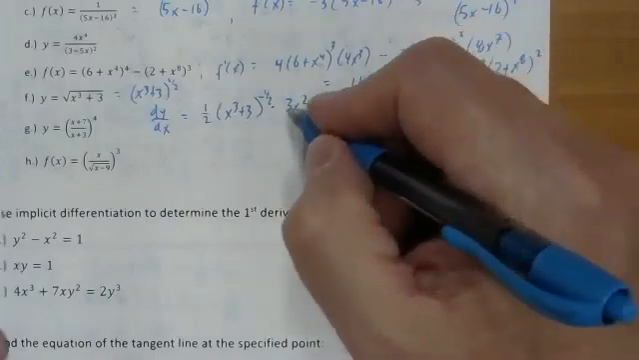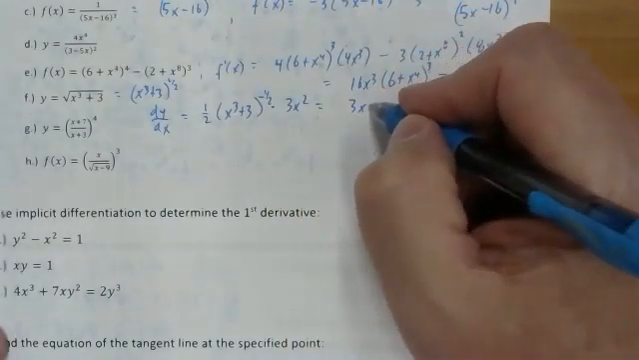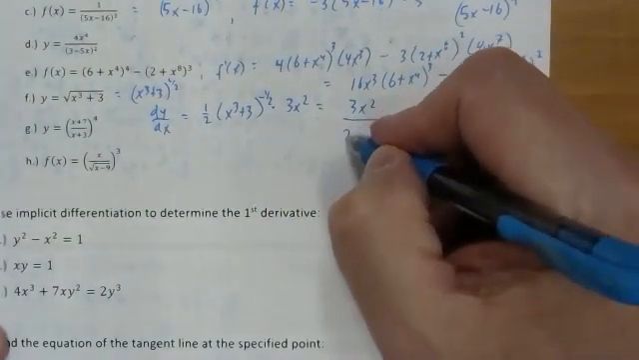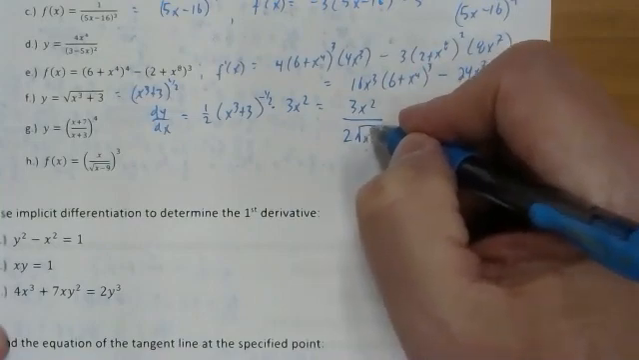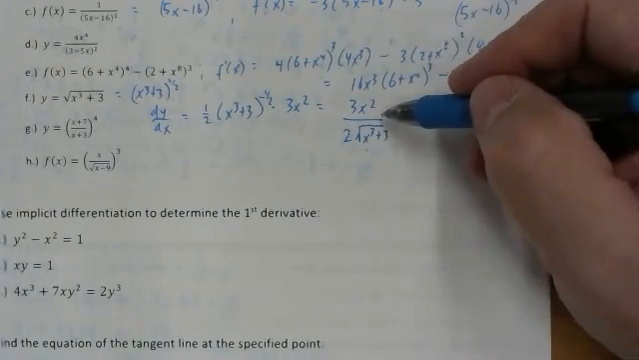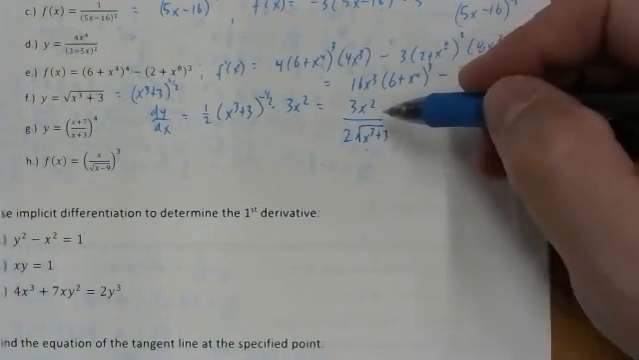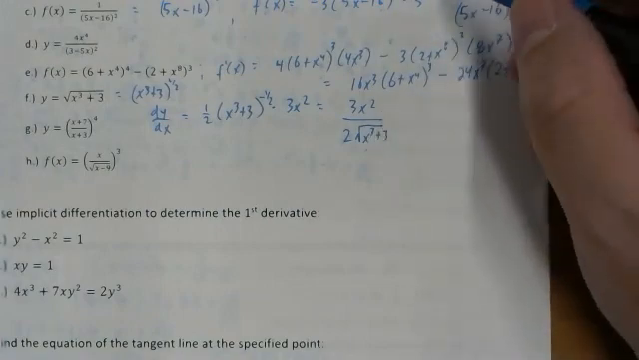So if I try and clean this up, I believe it's going to be 3x squared over 2 square root of x cubed plus 3. So this is f. That's correct.